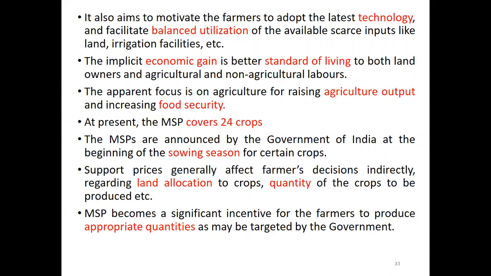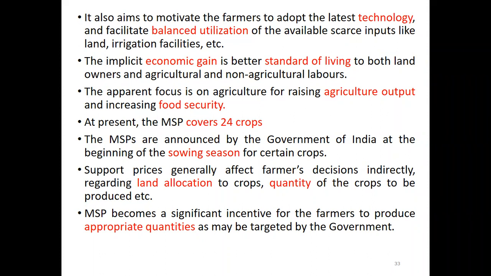Next is the apparent focus on agriculture for raising agricultural output and increasing food security. Why focus on increasing agricultural output? It means I should export more food grains so that I can get foreign currency for India, as well as food security. I will not be dependent on other countries for food grain.